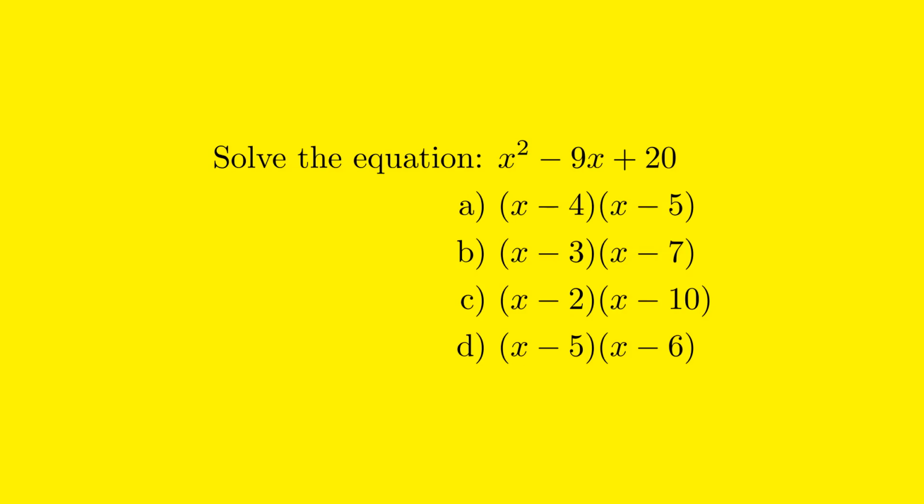Please pause the video and try to solve the problem of factoring the quadratic equation x squared minus 9x plus 20 using the possible solutions provided. A, x minus 4 times x minus 5. B, x minus 3 times x minus 7. C, x minus 2 times x minus 10. D, x minus 5 times x minus 6. Good luck.